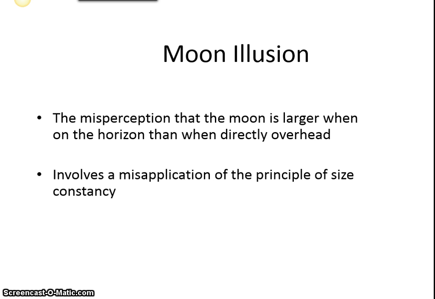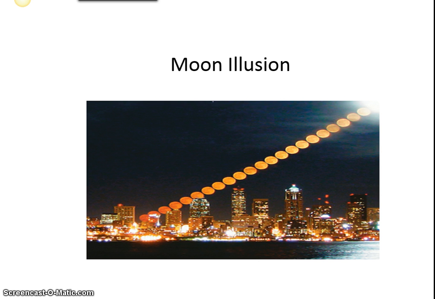The thing to remember about perceptual illusions is that what we see is not merely a simple reflection of the world, but also our perceptual interpretation of that sensation. So here's the explanation of the moon illusion. You can see in reality that the size of the moon is the same.